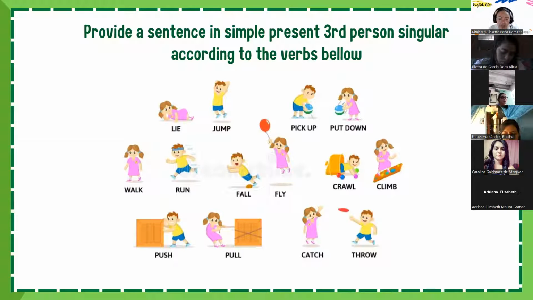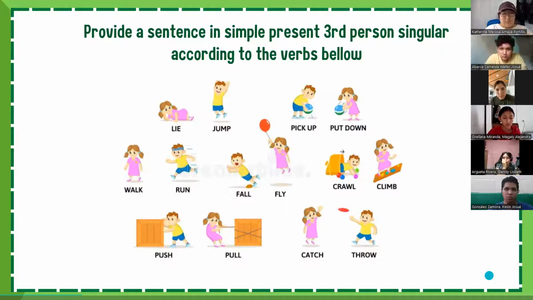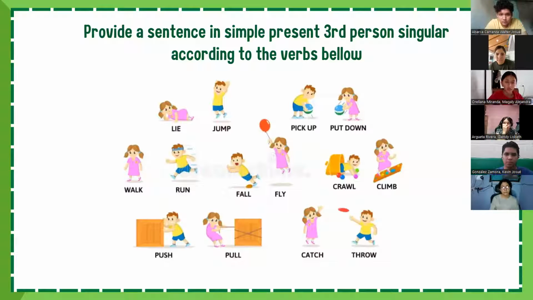Very good. Carolina, one sentence with one third person subject and one verb. He pick up the ball. Picks up. He picks up the ball. Okay, Adriana, one sentence, please. I think Adriana is not here. Let's go with Catherine. One sentence, please. Okay, she flies in the sky. Okay, very good. Walter, your turn.